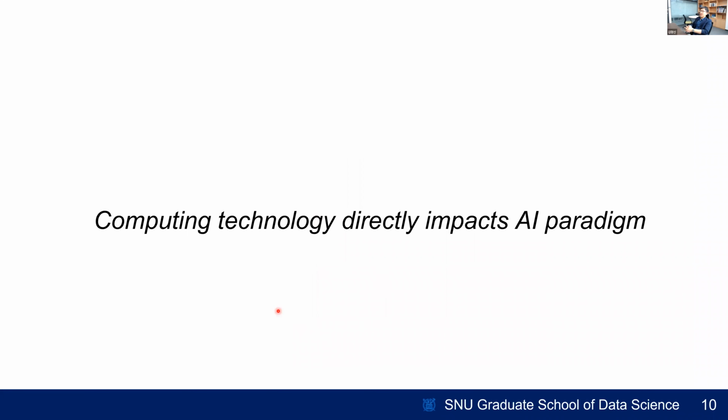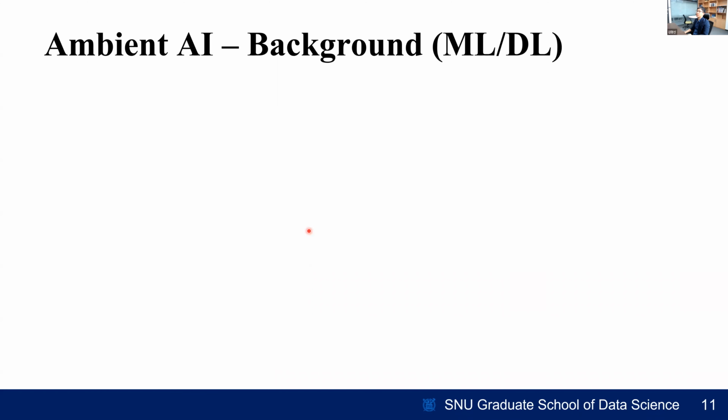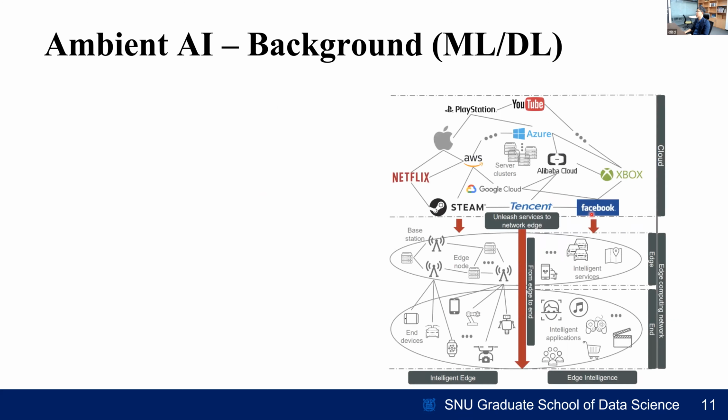So you guys might be wondering, why did I talk about computing history? This is because evolution of computing technology directly impacts the AI paradigm. So from now on, I'd like to talk about three important pillars of ambient AI based on this figure. The figure shows three computing tiers, including cloud, edge, and very, very resource-constrained IoT devices together.